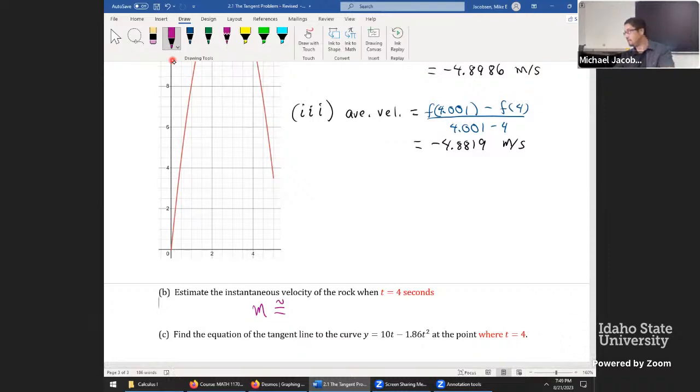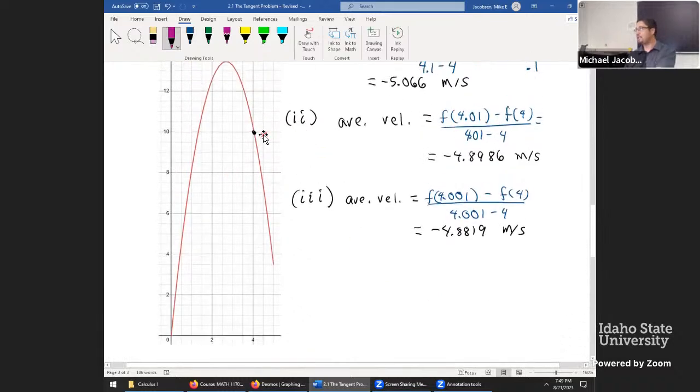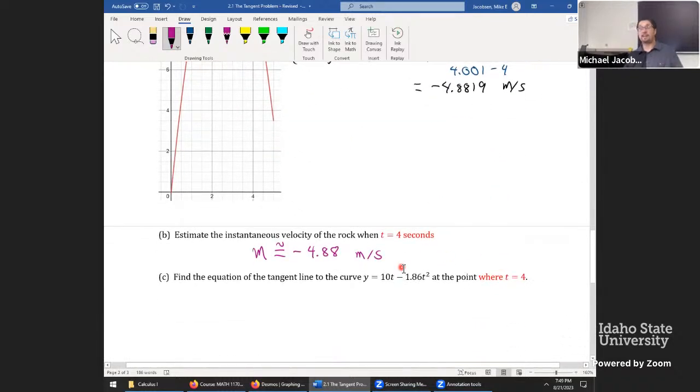I did estimate negative 4.88 meters per second. So that's my claim, that this is how fast that rock was coming down at exactly time 4 seconds. After being thrown upwards at 10 meters per second on Mars. There's a lot of weird context here. Any questions at all, folks, so far?